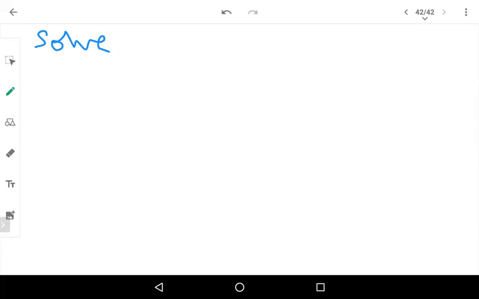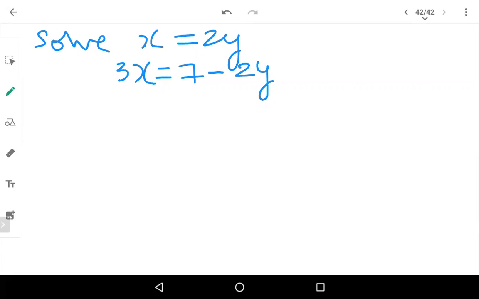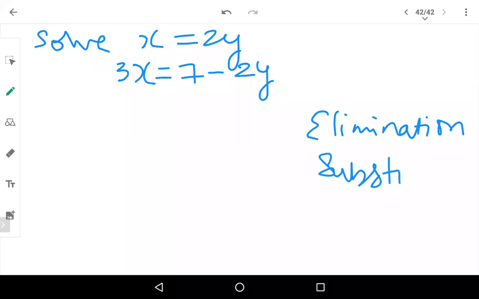Solve x is equal to 2y. That is one equation. 3x is equal to 7 minus 2y. So these are the two equations. Now, can you tell me which method I should use here? Should I use the method of elimination or the method of substitution? See the question carefully and then tell me. They have not mentioned anything. I can use any method, but which is suitable? Which is easier for us?